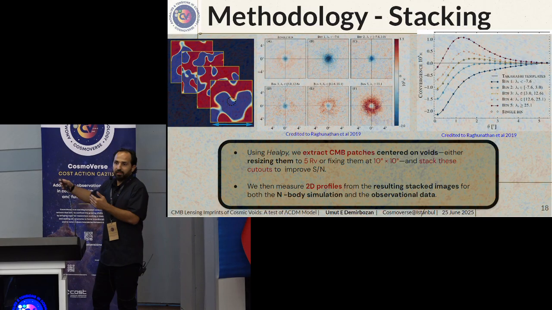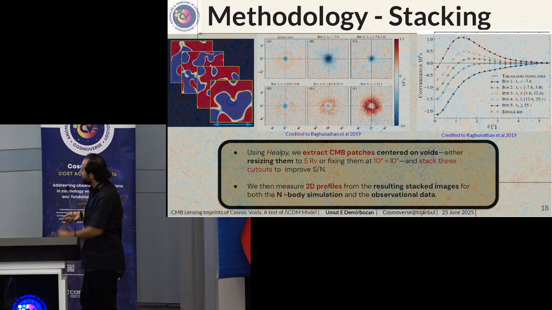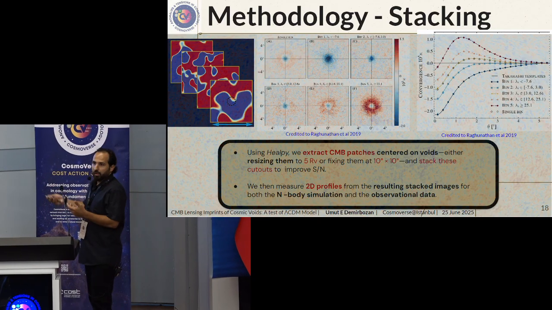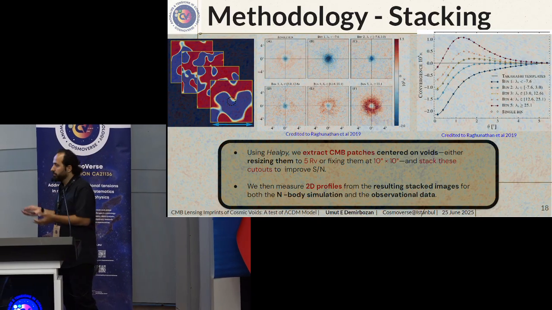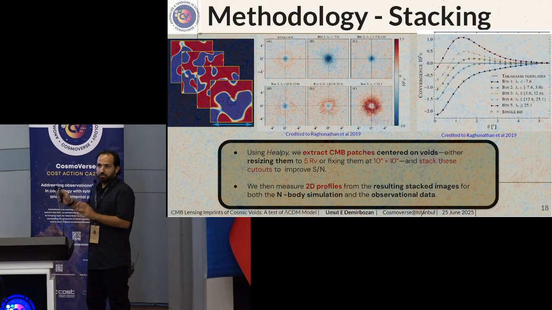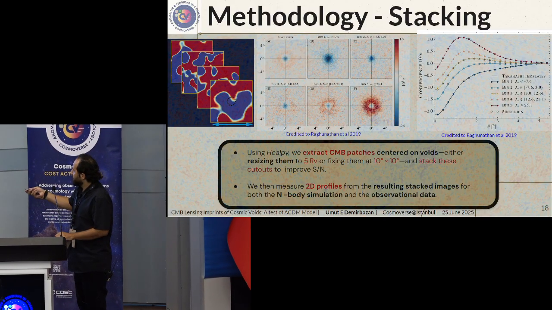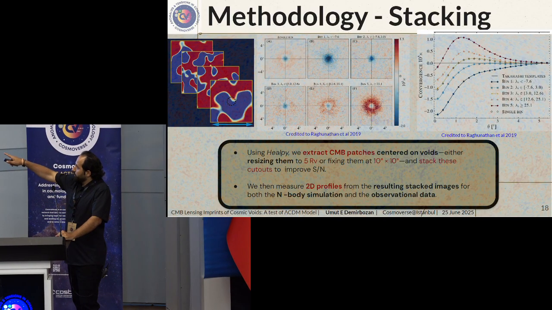Of course, this is stacked. So we went to void positions in the CMB lensing convergence map, and then we stacked them together. You cannot see the imprint of one void. So this is from Raghunathan et al. This introduced the matched filtering method and this lambda-based separation. So we use HEALPix, and this is what we do in simulation, basically stacking.